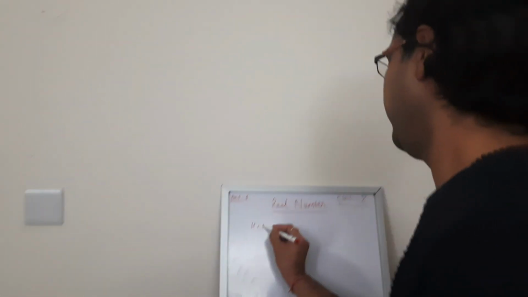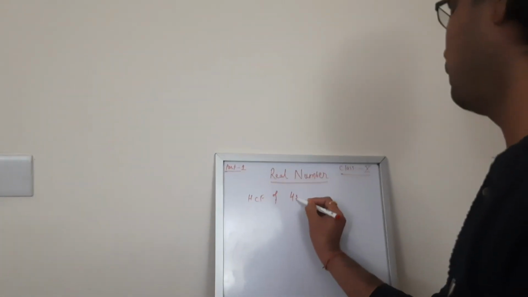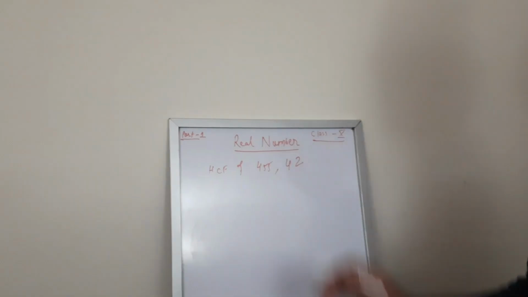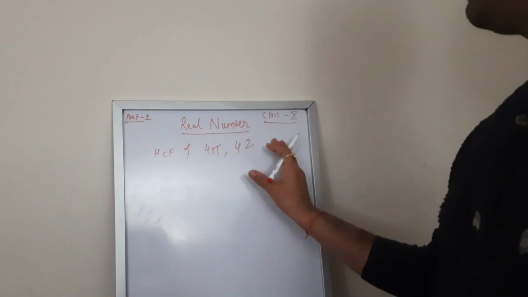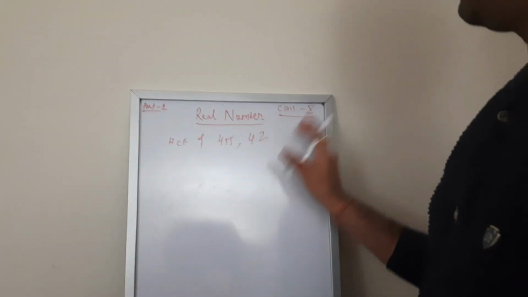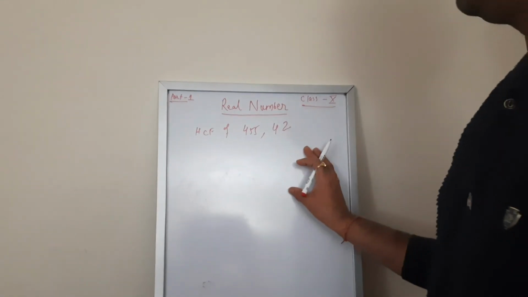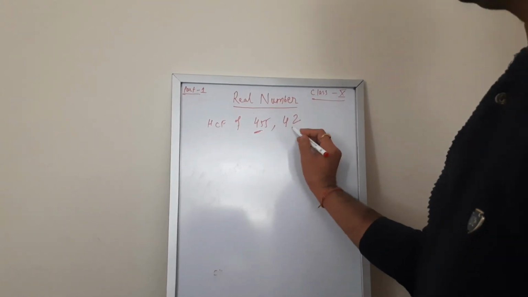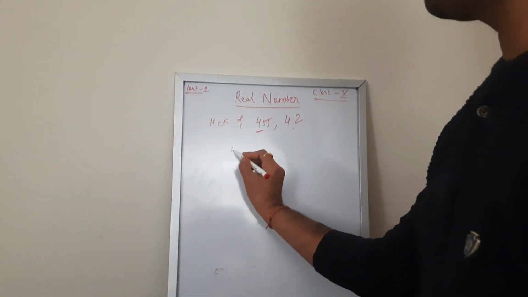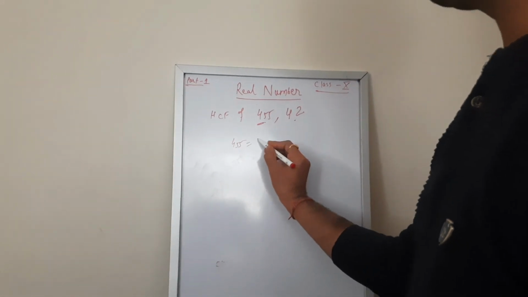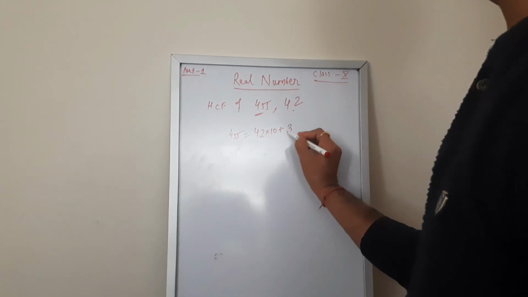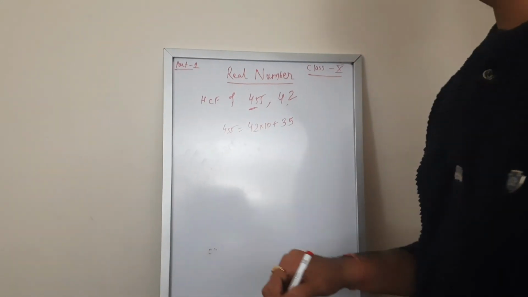To identify the HCF, we have to find the HCF of 455 and 42 using Euclid's division lemma. How will we do that? See, 455 is greater than 42. So we can write 455 is equal to 42 multiplied by 10, and the remainder is 35.